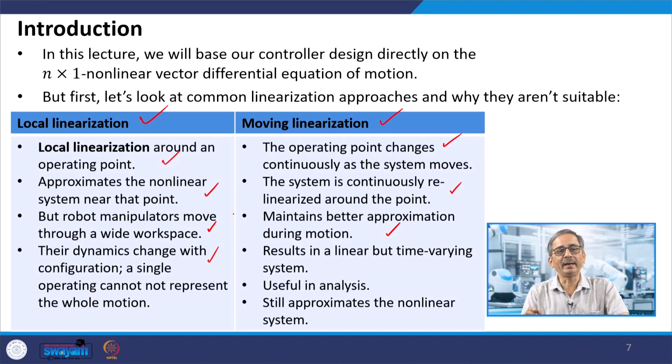So, in case of local linearization, the problem is that when the robot moves, its dynamics change with the configuration. So, the approximation that you have a single operating point is not very correct. Because of that we have errors in our model. This moving linearization results in linear but time varying systems. It is useful in analysis, but still it approximates the nonlinear system.